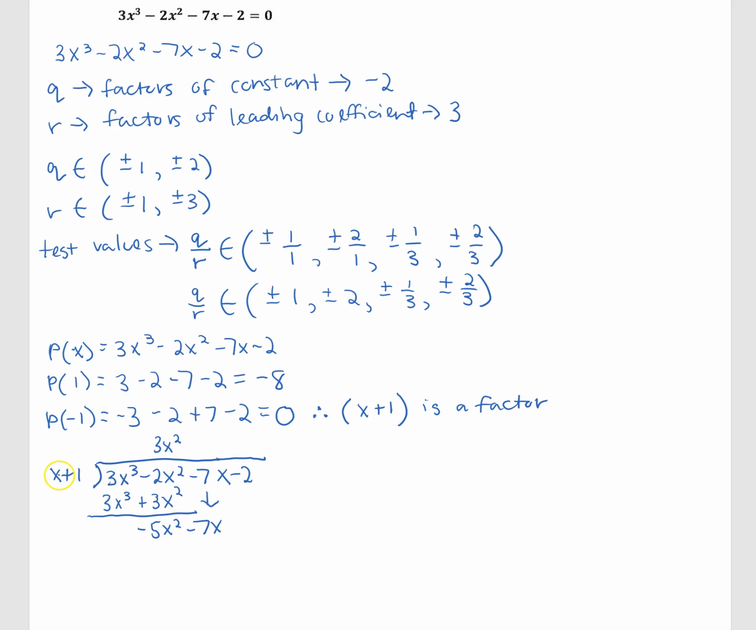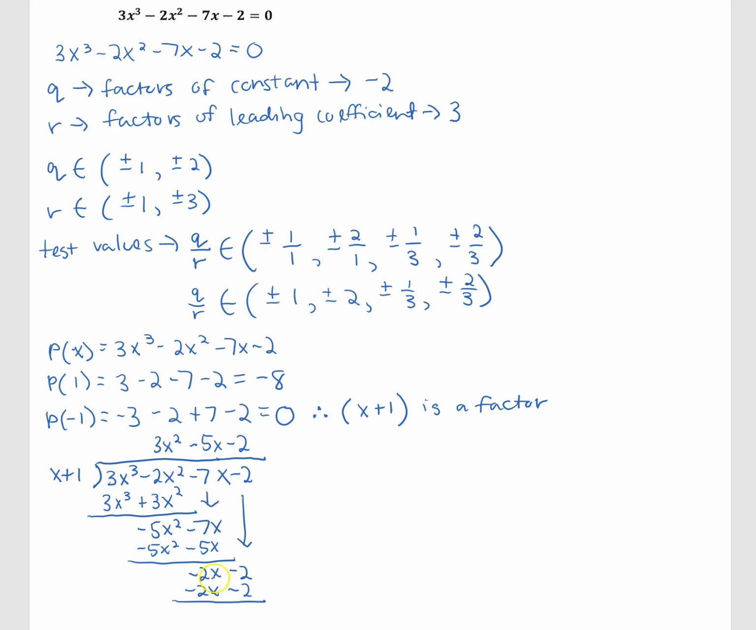So what times x is going to be -5x squared? That's -5x. -5x times x is -5x squared. -5x times 1 is -5x. Again, we subtract, those cancel out. -7x minus 5x is -2x. Okay, pull down this -2. And to get -2x, what do we multiply by x? We multiply a -2. So -2 times x is negative 2x. Negative 2 times 1 is negative 2.